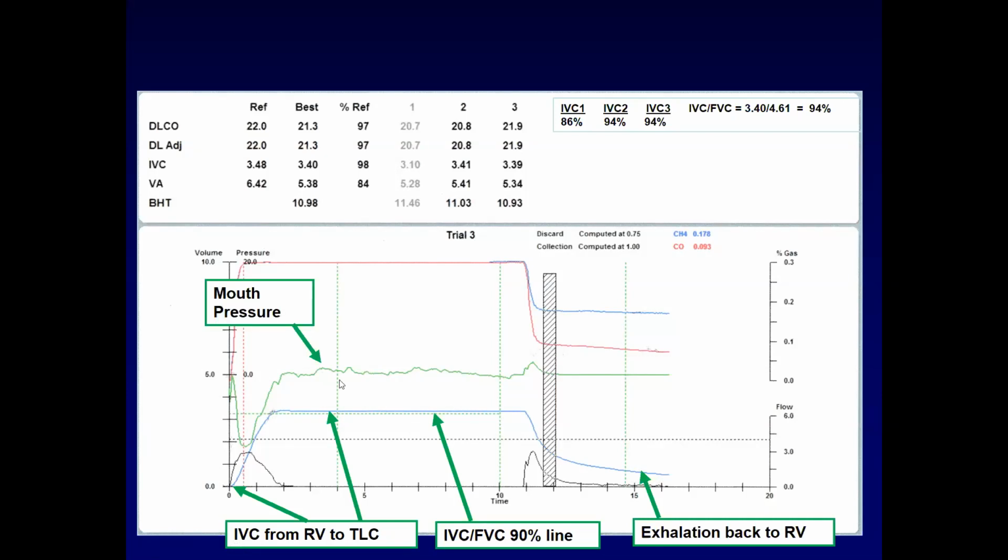This green line over here is the mouth pressure. When the patient is asked to hold their breath, the pressure is being measured at the mouth. And what you want to do is maintain an equal pressure at 0 throughout the entirety of the maneuver.